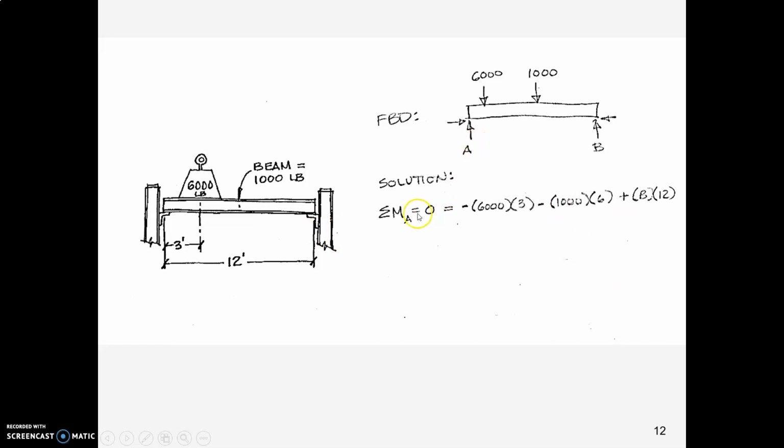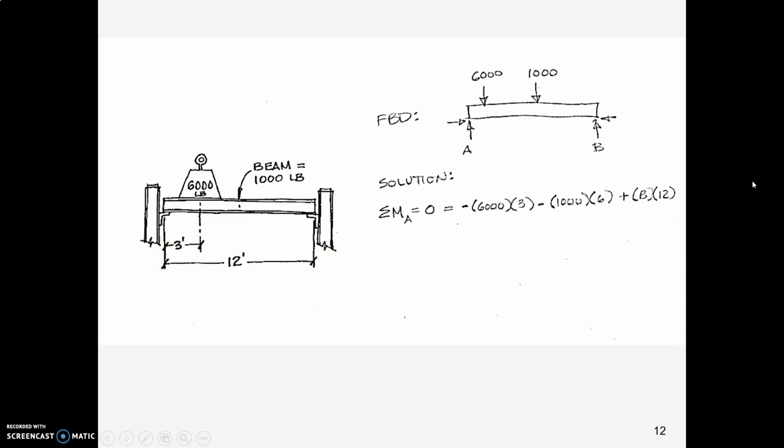So I get my equilibrium equation, sum of all moments equals 0, and what have we got? We've got 6,000 pounds times a distance of 3 feet, and it's turning in a clockwise direction, so that's a negative moment. Then we've got the weight of the beam, 1,000 pounds, 6 feet from the end, because it's in the middle, and it's also turning clockwise, so it's also a negative moment. And then we've got B pushing up on the end, and it's turning counterclockwise, so that's a positive moment. And its distance is 12, because B is 12 feet from A.